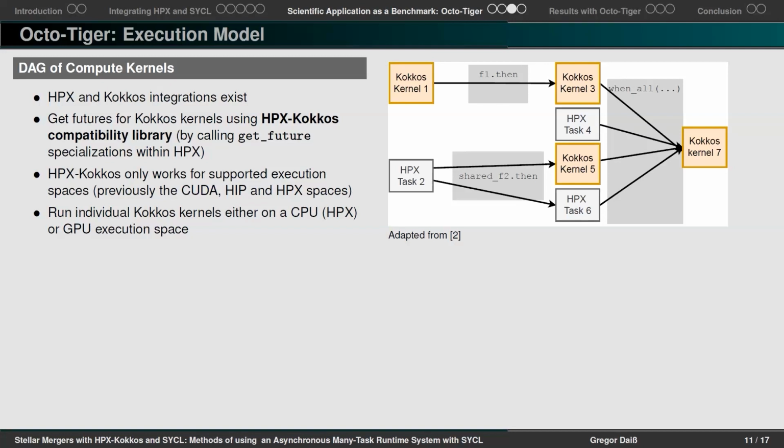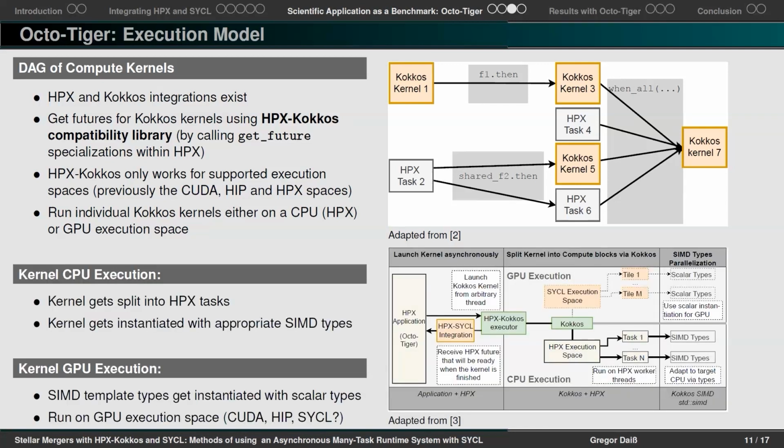So this is great. So now we can basically not just use CUDA or HIP as previously, but we can also use SYCL, which is nice. And usually our execution model looks a bit like this. We have our application here, we launch our kernel, and the kernel, depending on the execution space, either gets run on the GPU, where we instantiate our explicit SIMD types with scalar values, or if we run it on the CPU, there's actually an HPX Kokkos execution space where it gets split into HPX tasks and instantiated with the proper SIMD types, for example, AVX 512 types, using the Kokkos SIMD library.